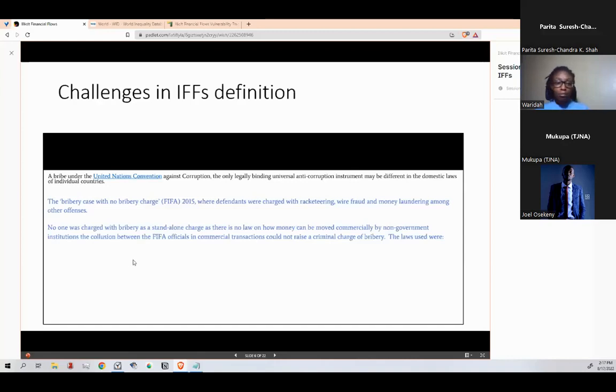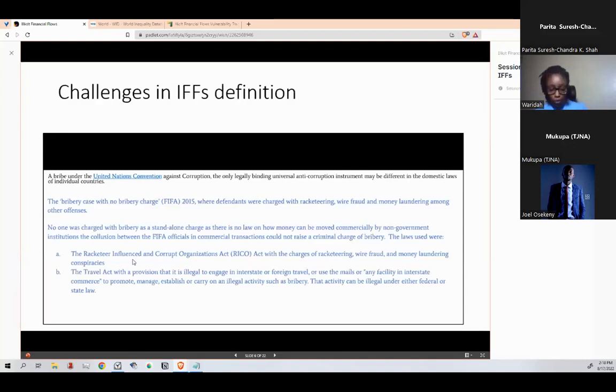In the US at the time, what they had to do was take two key instruments, the Racketeer Influenced and Corrupt Organization Act and the Travel Act. With these two instruments, they were able to charge these individuals with racketeering, wire fraud, and money laundering conspiracies. With the Travel Act, they were able to bring in the bribery charge. Not all countries are able to bring together different instruments in order to prohibit such activities.